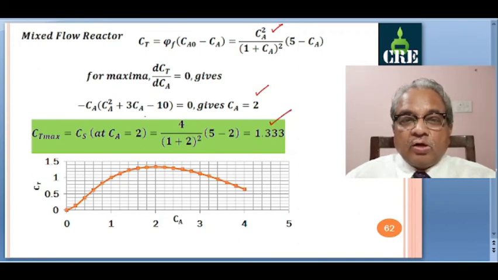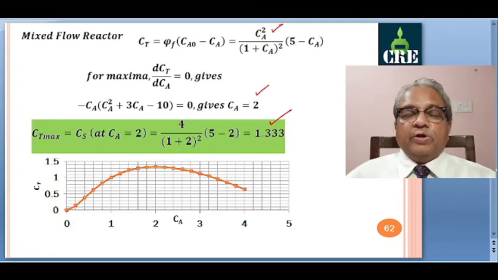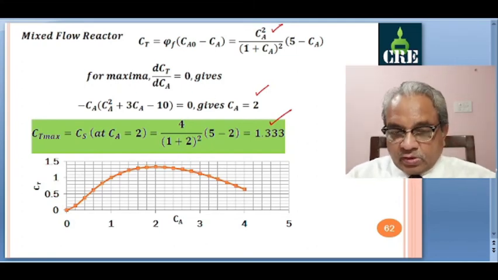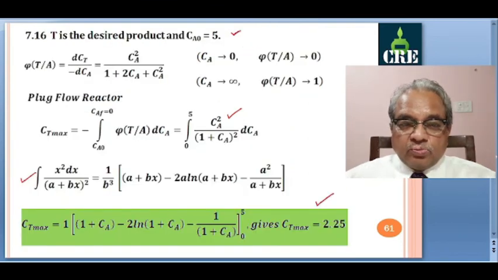And you can make a plot for this function between 0 to 5. Up to 5 you can take the values. I have taken it up to 4 here because I am interested in this maxima. It is reached here, and this value is here. This is 1 and 1.5. So 1.33. For this problem, you try by numerical method as well as graphical method, and you should get this 2.25.